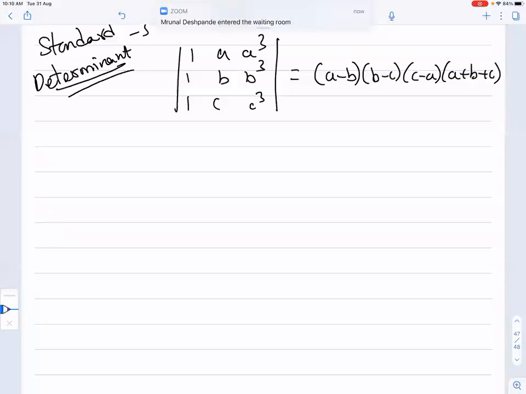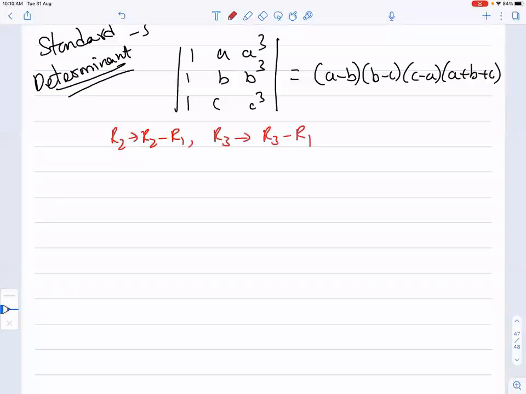What do we do, students? We'll first make 2 zeros. Correct now? So our first operation is R2 goes to R2 minus R1. R3 goes to R3 minus R1. That will give us R1 as it is, 1, a cube. Here it will be 0, b minus a, b cube minus a cube. 0, c minus a, c cube minus a cube.